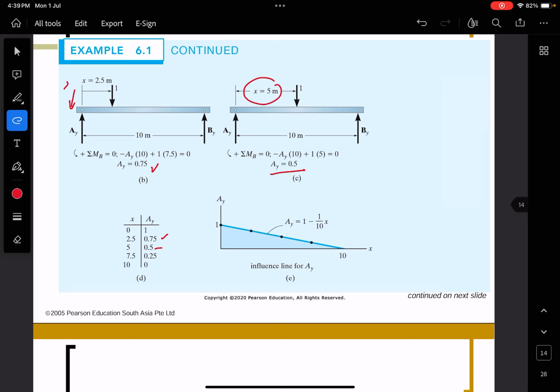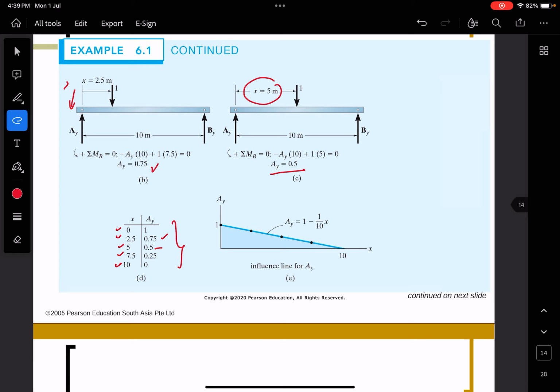So you can do that every 2.5 meter. Yeah? You can see from this table, start from 0, 2.5, 5 meter, 7.5 until the rest of the beam, yeah, at 10 meter. So every point you calculate and get the AY. So once you have this AY, then you can plot the influence line.